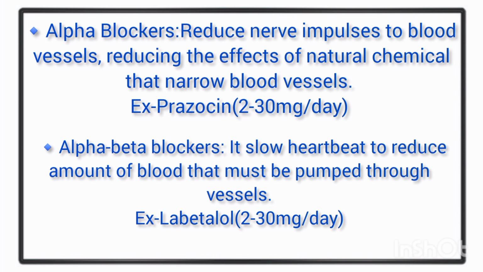Okay. And next, alpha blockers. Alpha blockers can reduce the nerve impulses to the blood vessels and reduce the effects of natural chemicals that narrow the blood vessels. Example, prazosin. Prazosin 2 to 30 mg per day we can give. And next medicine, alpha beta blockers. It slows the heartbeat to reduce the amount of blood that must be pumped through the vessels. Example, labetalol. 2 to 30 mg per day we can give.